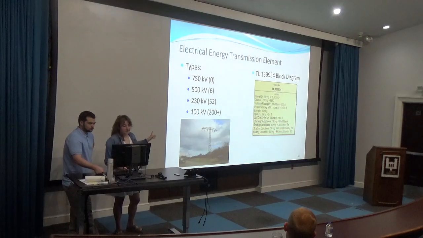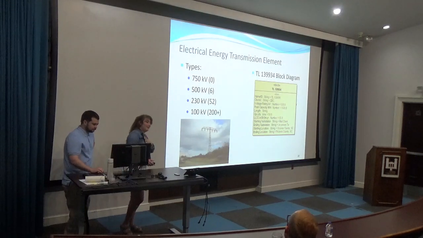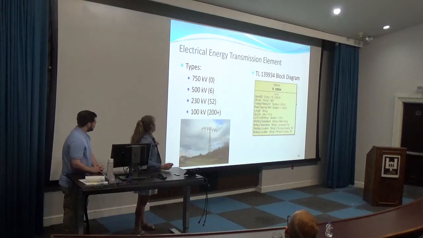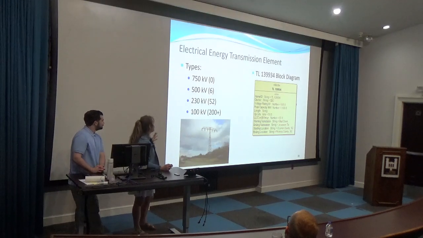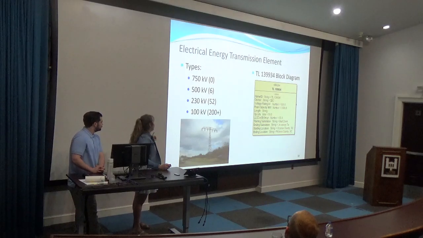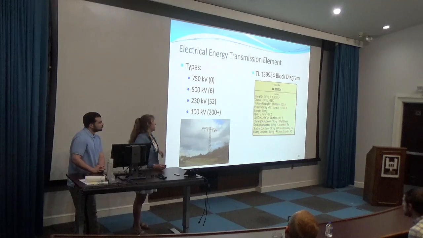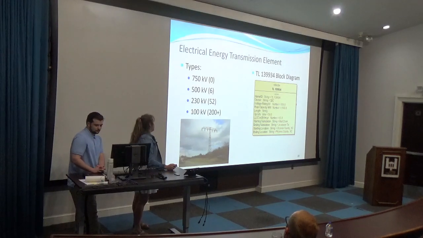Now we move on to electrical energy transmission element. This is my baby, so very proud of it. Anyways, so there are 4 main types of transmission lines based on their voltage: 750, 500, 230, and 100. Within South Carolina, there are 0 750 kilovolt lines. And in the Upstate, there are 6 500 kilovolt, 52 230 kilovolt lines, and about 200 plus 100 kilovolt lines.